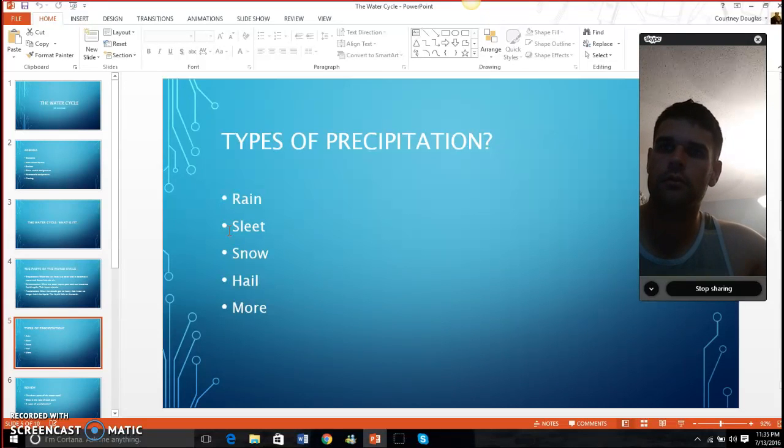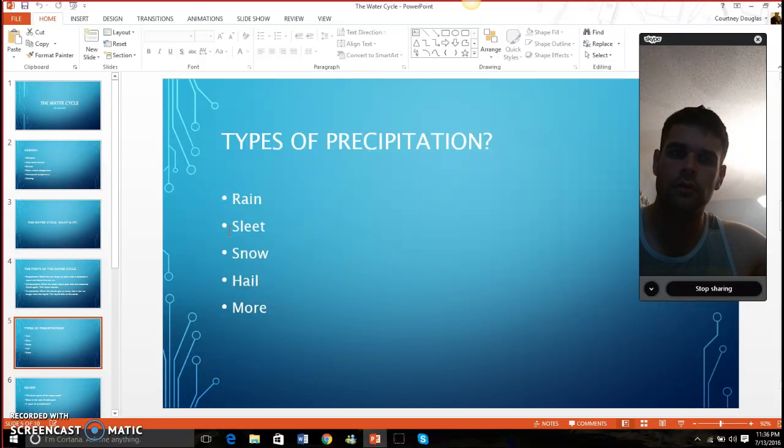There are different types. You've got rain, sleet, snow, hail, and many more. It's pretty much anything wet, rainy, water that comes from the sky. That's the type of precipitation. Can you name any of the common ones? Like, I know here from where I'm at, rain and hail are common, and sleet. Sometimes we'll get snow or freezing rain too.